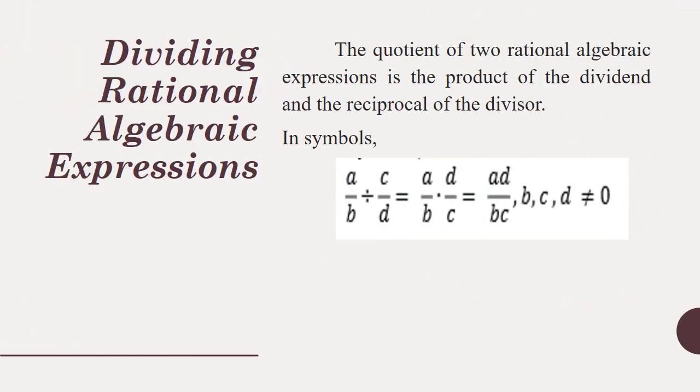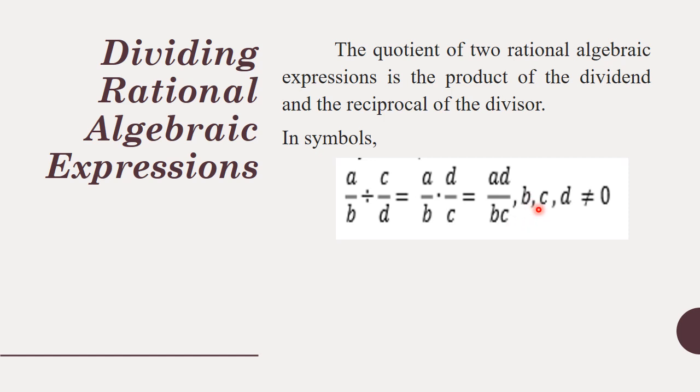Dividing rational algebraic expressions: the quotient of two rational algebraic expressions is the product of the dividend and the reciprocal of the divisor. In symbols, a over b divided by c over d is equal to a over b times d over c. As you notice, you're going to take the reciprocal of the divisor, or change the position of c and d. So that is equal to ad all over bc.